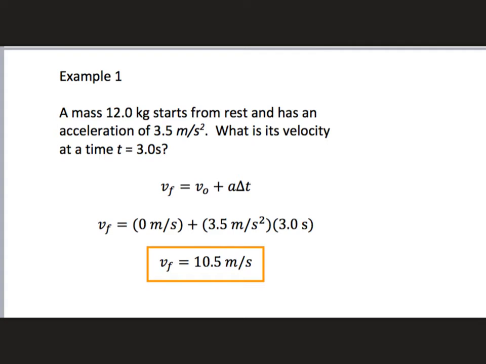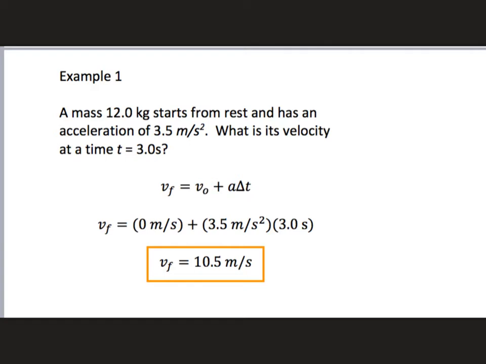So let's look at an example of using this equation. We can say a mass of 12 kilograms starts from rest, and it has an acceleration of 3.5 meters per second squared. The question is, what is the velocity at 3 seconds? And so here we have a final time, which is 3 seconds, and it's starting at time equal to 0, obviously. The final velocity is the initial velocity plus at. So what is the initial velocity?